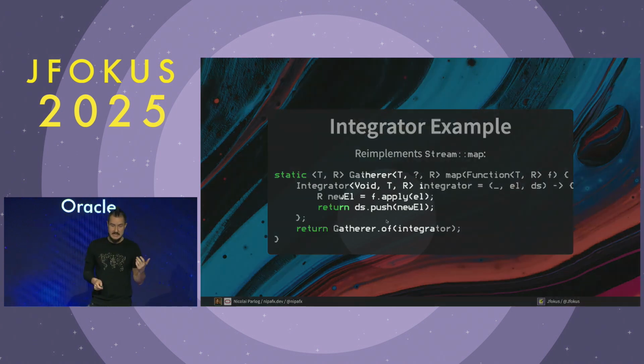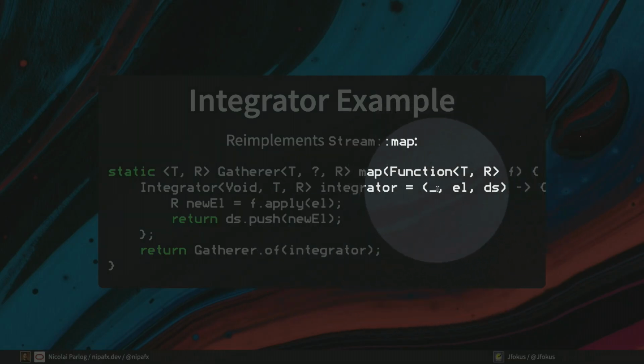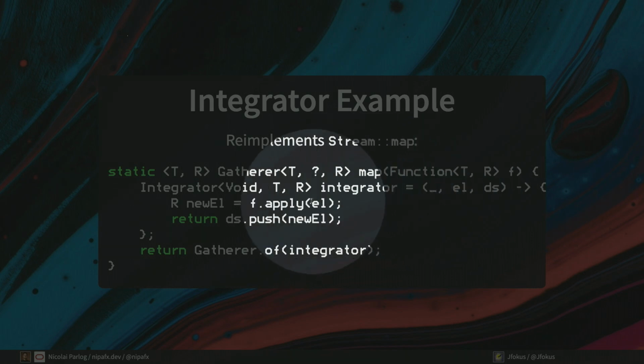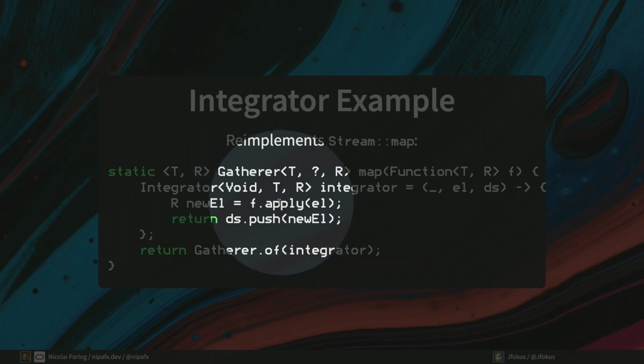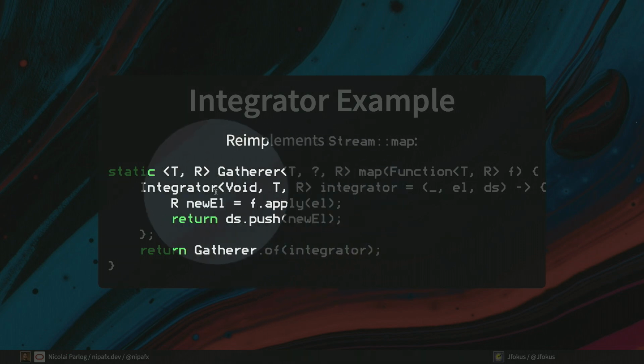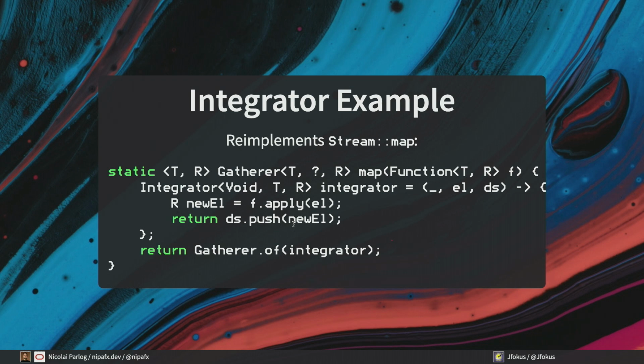So what I'm doing here is I'm again taking the state that I'm not using, the element and the downstream, but then of course I have to apply the function, right? It's a map, so the function has an input. So this lambda captures that function, applies it to the element, I get out a new element, and then I push it downstream. Pretty straightforward.